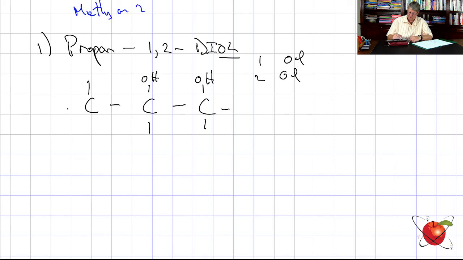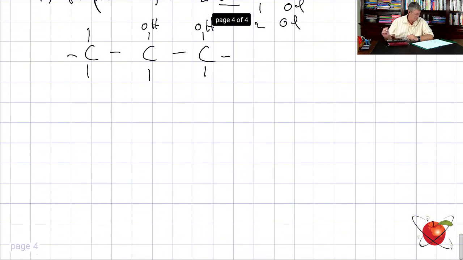And then you finish it. Right? Like that. Okay, pretty straightforward. Propan 1, 2, diol. All right. You can have a triol as well. All right. Let's have a look at this one. Propan 1, 2, 3, triol.